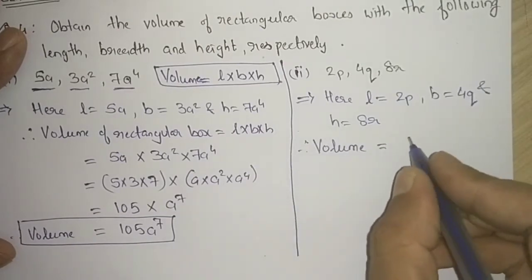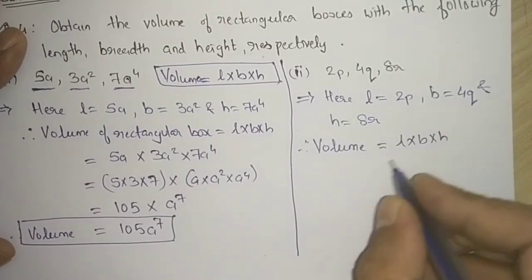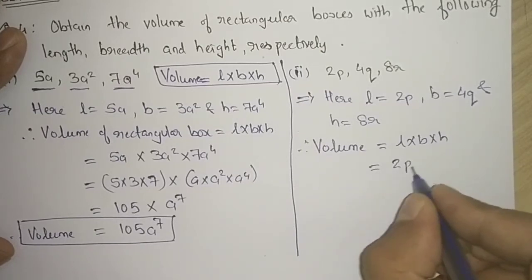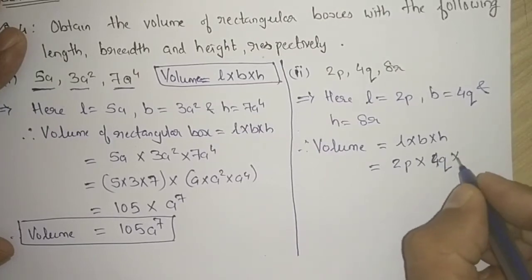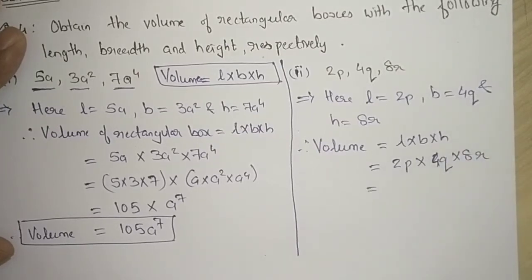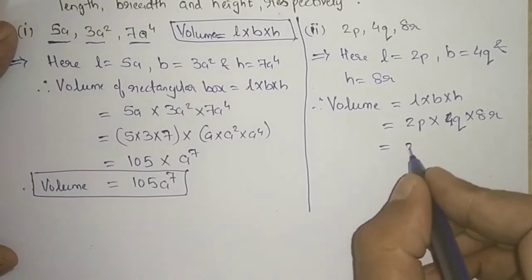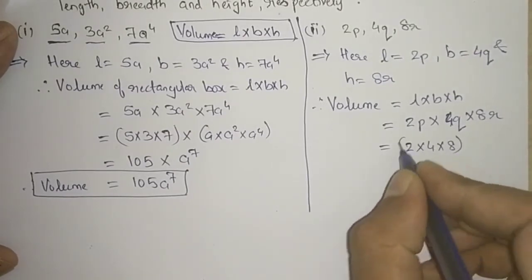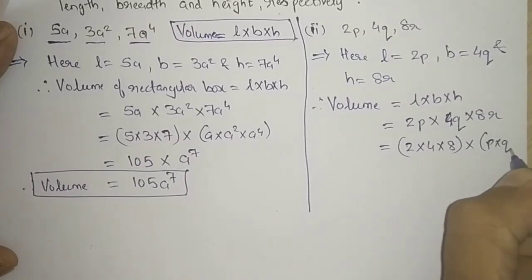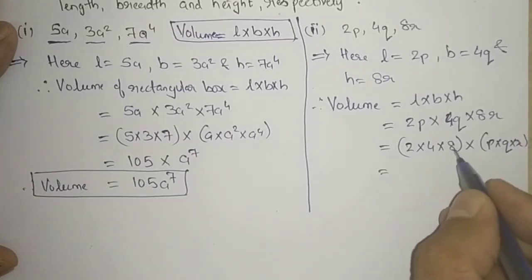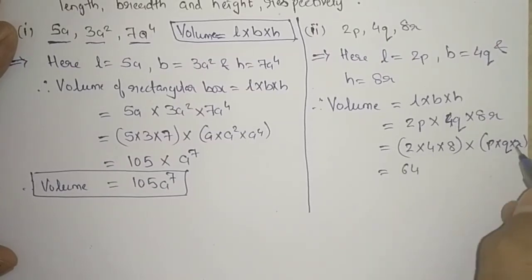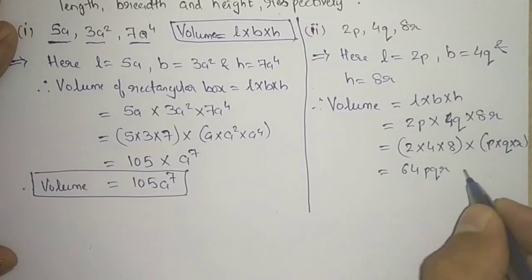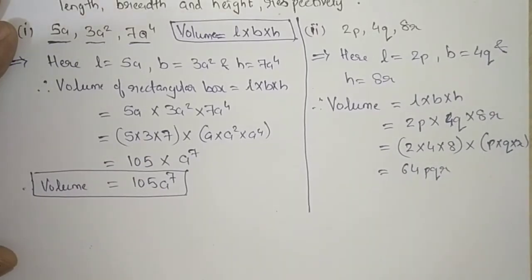volume is equal to length into breadth into height is equal to 2p into 4q into 8r. Again numerical portion in one bracket, 2 into 4 into 8 multiplied by p into q into r. 8 4s is 32 and 32 2s is 64. PQR we will write as it is because they are not the same variable, and this will be our answer.